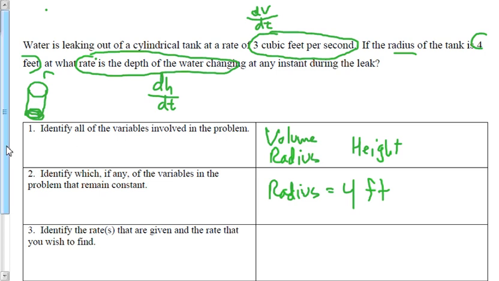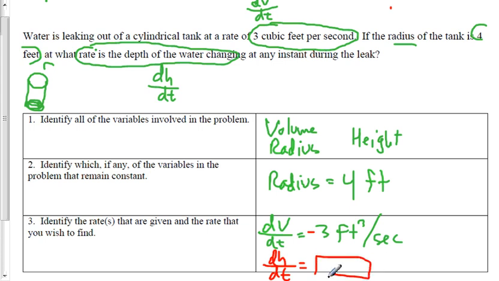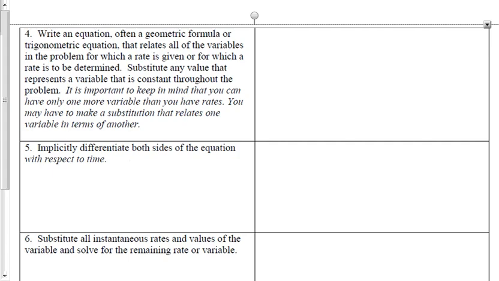And then what else do I know? Well, what are the other rates? I was told the rate at which the volume is changing is 3 cubic feet per second. And here's where I got to pay attention, because it's obviously going down. So it's negative 3 cubic feet per second. And what am I trying to find? I'm trying to find the rate at which the height of the cylinder is changing. I don't know what this is, but height is one-dimensional, so it's going to be feet per second. Okay, so let's take this information and go on to the bottom of the page.